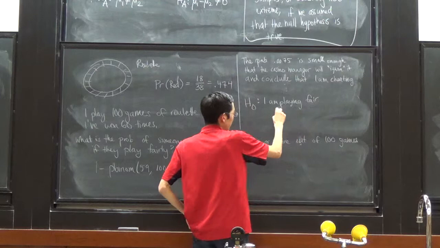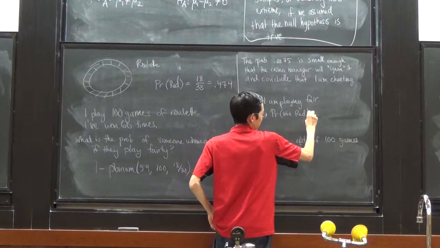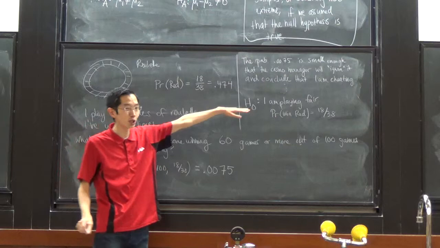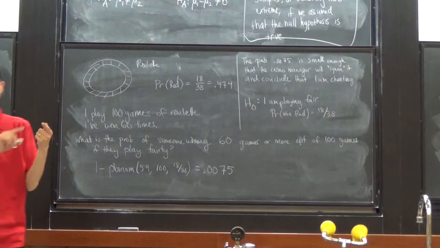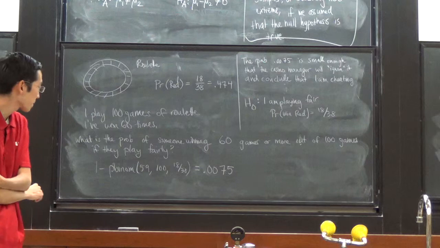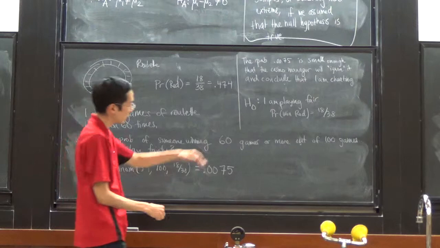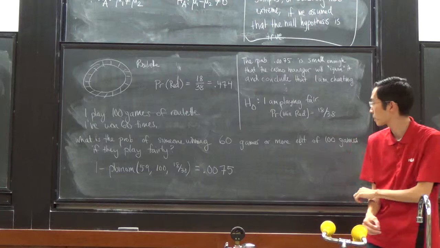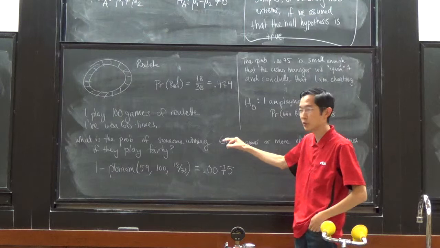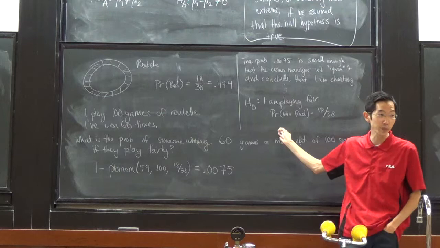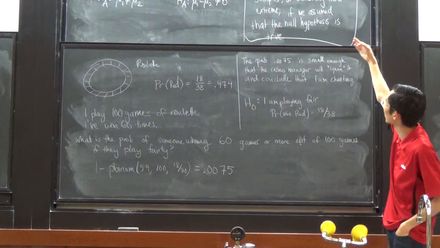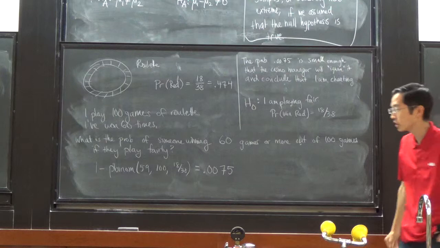Okay, so that means the probability of winning on red is 18 out of 38. We assumed this thing to be true when we did our calculations. When we did the calculations for what's the probability of winning 6 or more out of 10, we assumed the probability of winning was 18 out of 38. When we did this calculation of what's the probability of winning 60 or more out of 100, we assumed that the probability of winning was 18 out of 38. Under that assumption, we can calculate the probability of observing our data, which was winning 60 games out of 100, or something more extreme. Okay, so the p-value is the probability of observing data like our sample, or something more extreme, if we assume that the null hypothesis is true.